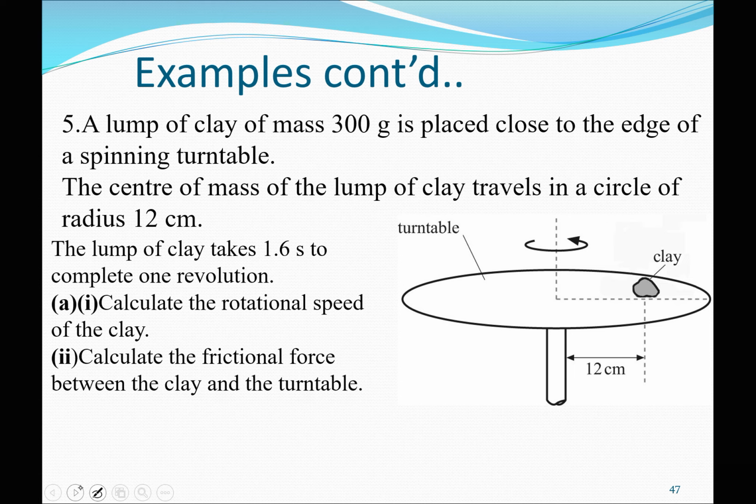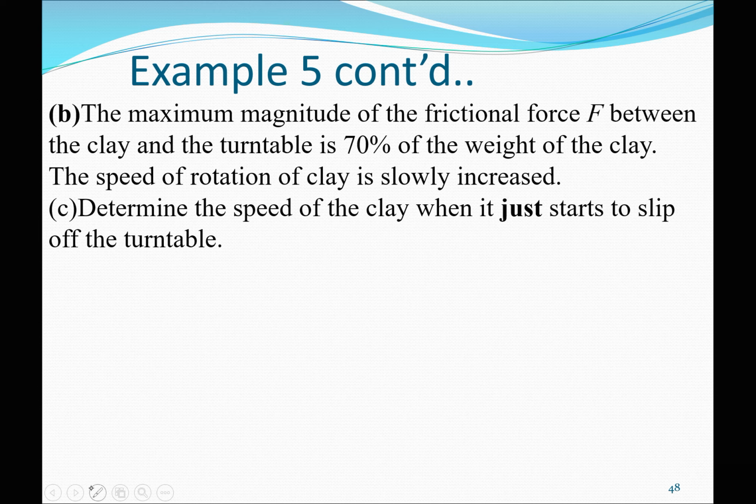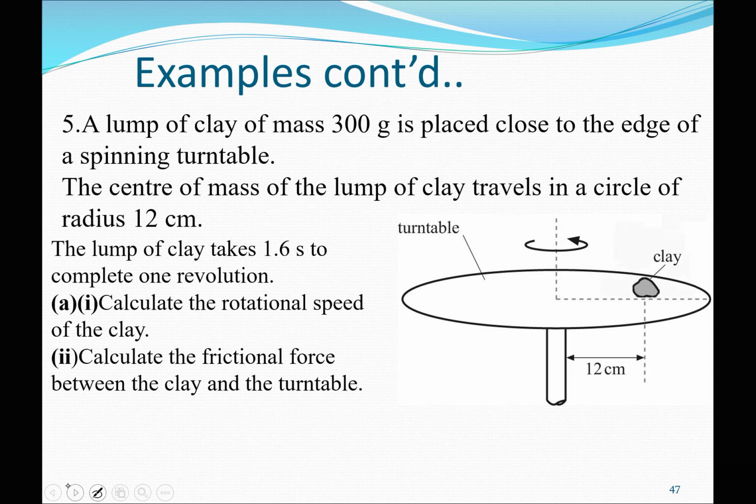A lump of clay of mass 300 grams is placed close to the edge of a spinning turntable. The center of mass of the lump of clay travels in a circle of radius 12 centimeters. The lump of clay takes 1.6 seconds to complete one revolution. So this is the period, the time for one revolution.